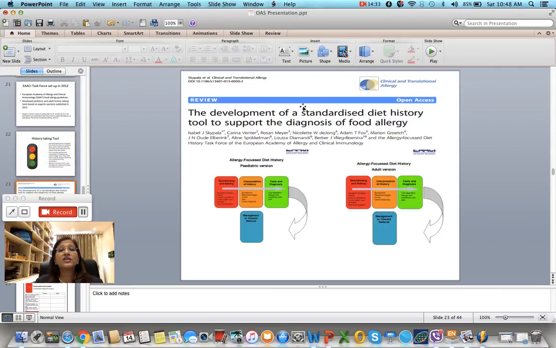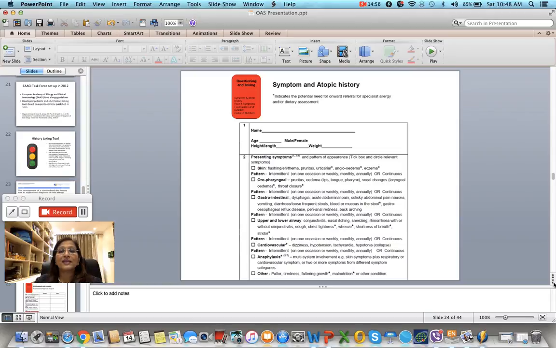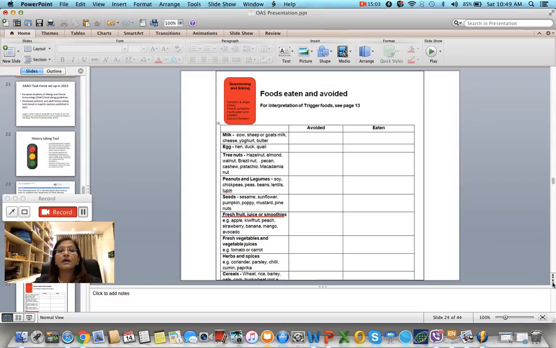This has been published in Clinical and Translational Allergy by Scalpala et al. They have two diet history taking tools, a pediatric version and an adult version. For our case, we use the adult version, and I'll quickly skim through what the questionnaire for the adult version looks like. It has the symptom and atopic history questions, and then foods eaten and avoided.